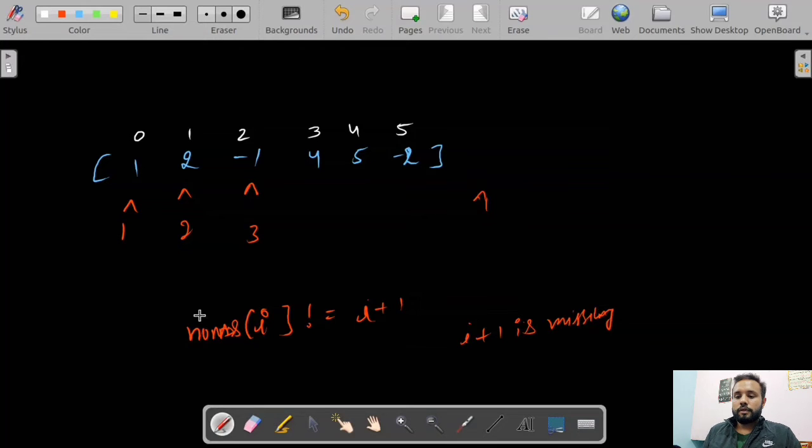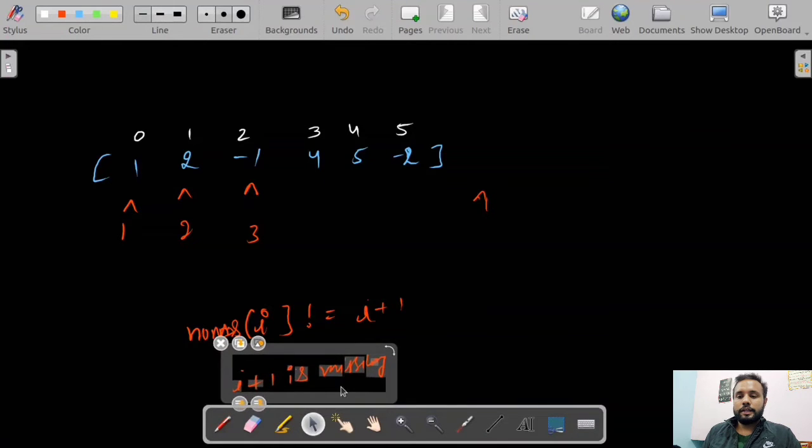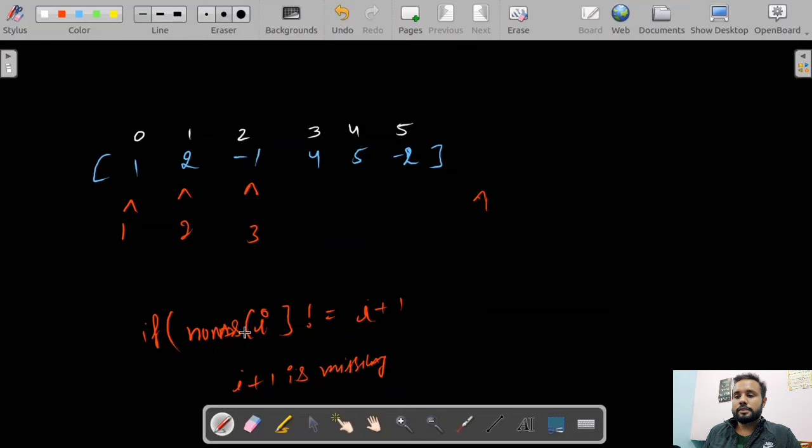Okay, so what I'm trying to say is we can write this equation something like this. If nums of I not equals to I plus 1, it means I plus 1 is missing. Let's start with the index I value 0, I equal to 0. So at index 0 it is 1, so the condition is not true. nums of 0 is 1, and we are checking if it is not equal to I plus 1. 0 plus 1 is 1, and it is equal, so we are not going to enter in this.